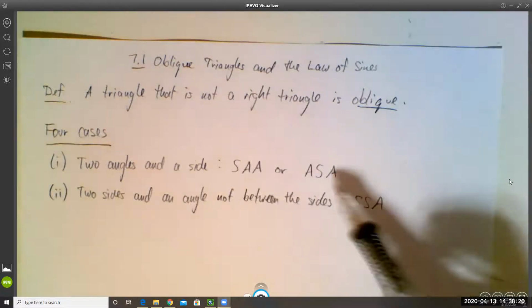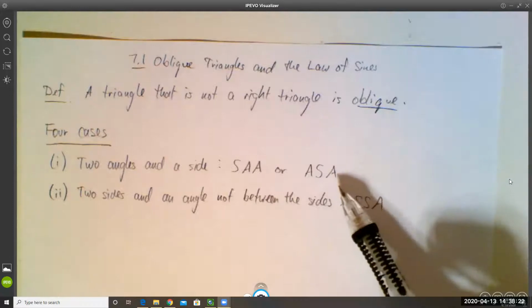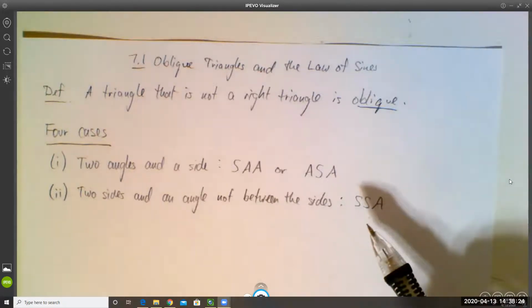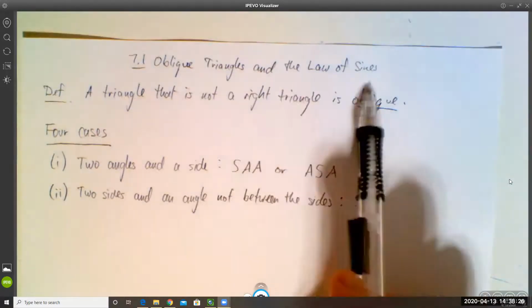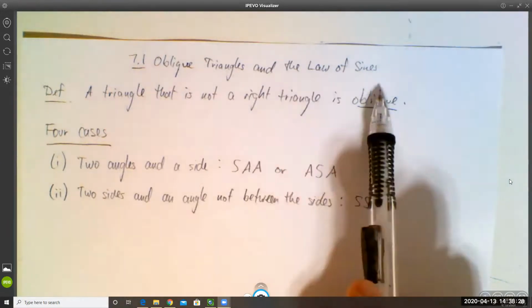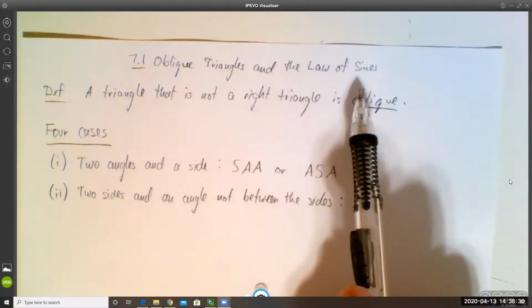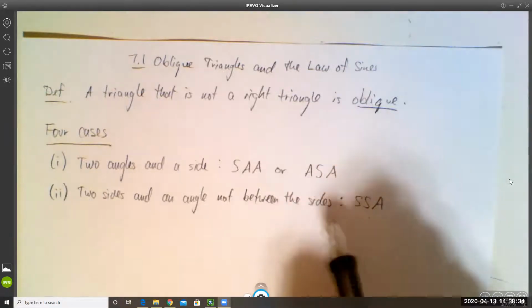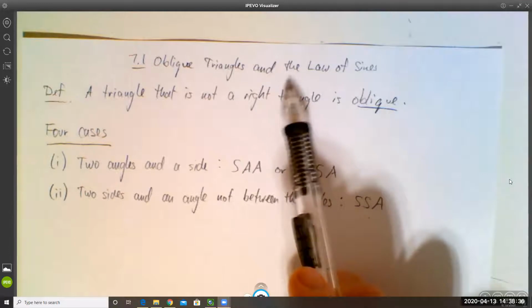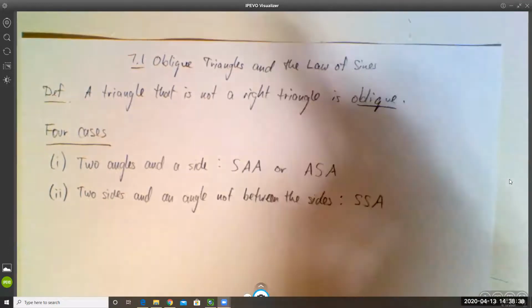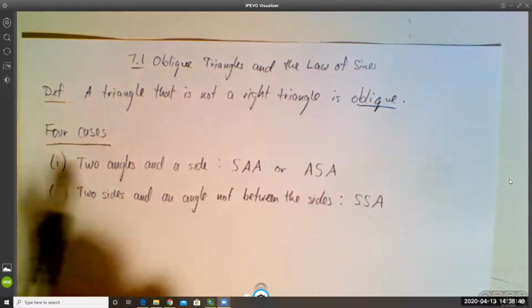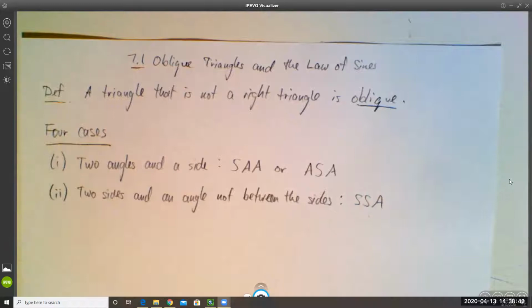But both of these two cases, case one and case two, they both require the law of sines in order to be able to solve them. Or they don't really require the law of sines, but the law of sines makes it a lot easier to be able to solve these kinds of triangles. So we're also going to introduce the law of sines today, since we're going to be talking about case one. The other two cases involve the law of cosines, and we'll get to those in 7.3.